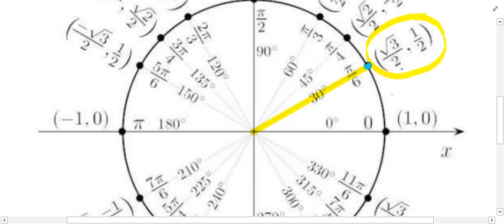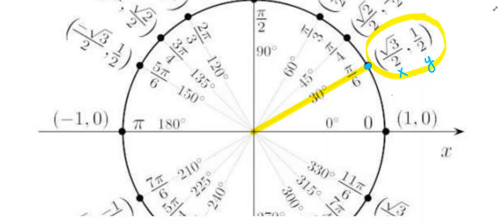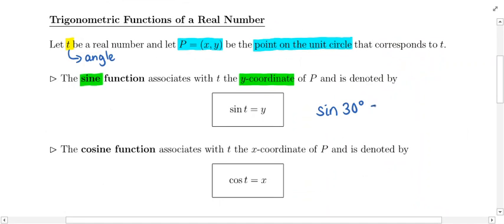The point has an x coordinate and a y coordinate. So what the definition just told us is that if we want the sine of 30 degrees, it's just the y coordinate. So the sine of 30 degrees is going to be 1/2.